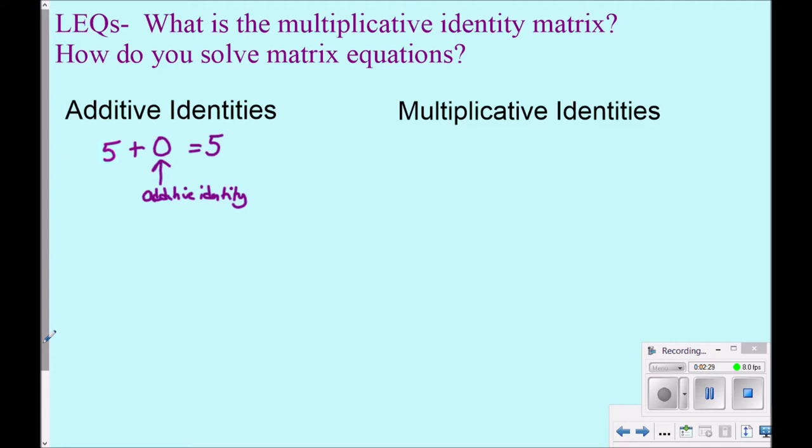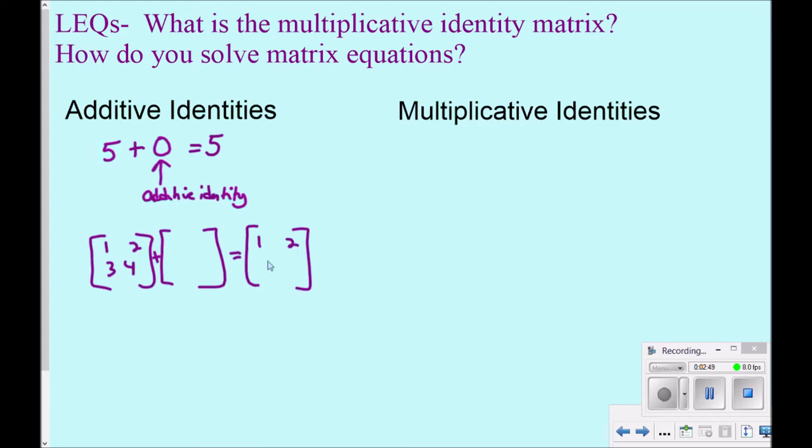So in terms of matrices, if I have a matrix, 1, 2, 3, 4, plus some matrix, when I add those, I'm going to get the same matrix back, 1, 2, 3, 4. So we know that the additive identity for matrices is going to be a matrix with all zeros in it. Okay, so that's the additive identity for matrices, a matrix with all zeros.